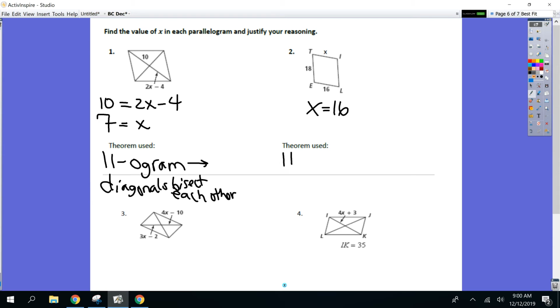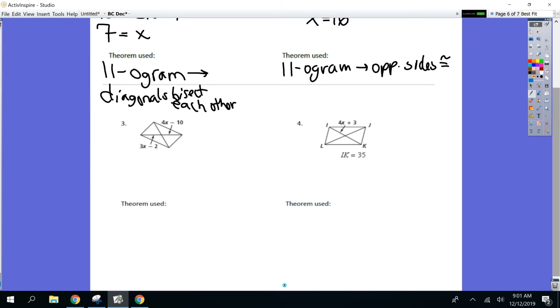Theorem used, we knew it was a parallelogram, and what property did we use? There you go, opposite sides congruent. Just want you guys to get in the habit of writing the theorem here. Any questions so far using these properties? Hopefully, are you starting to see, some of you lazies, that these are impossible if you don't know the properties? All right, impossible. I guess you could guess, but.